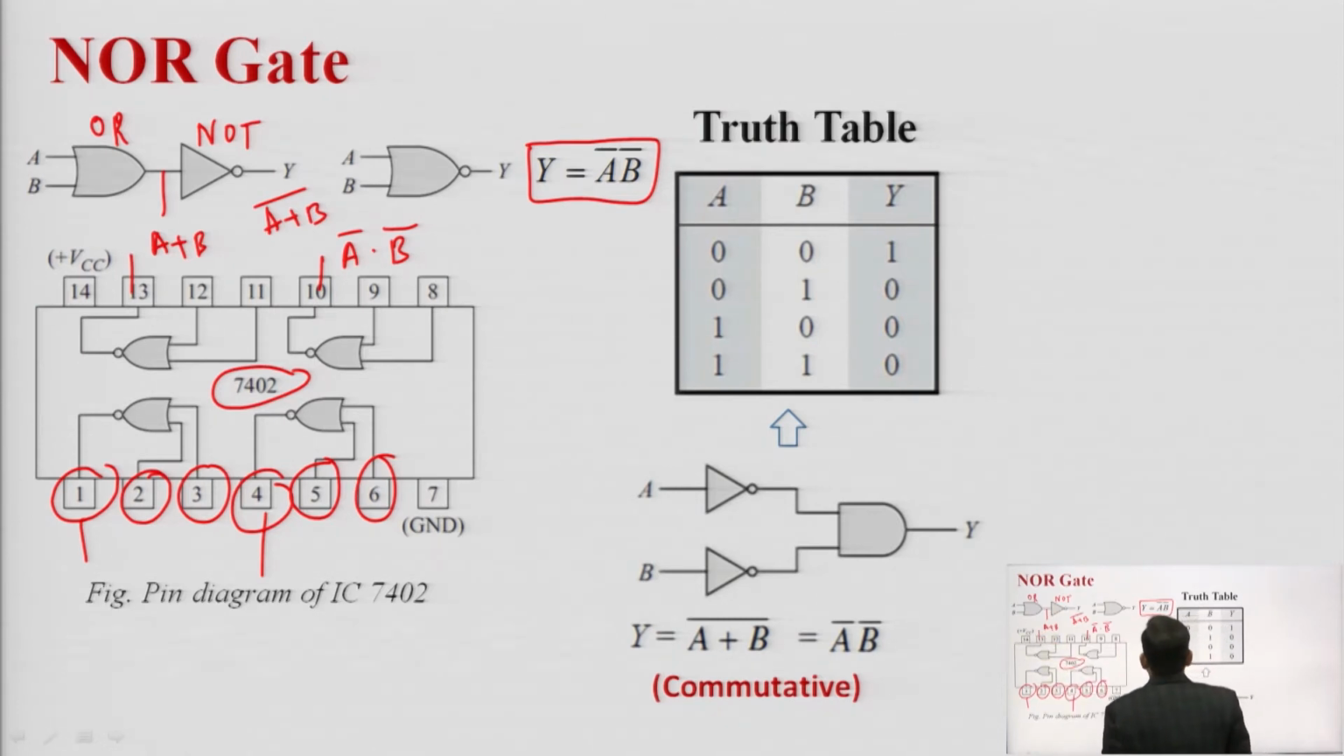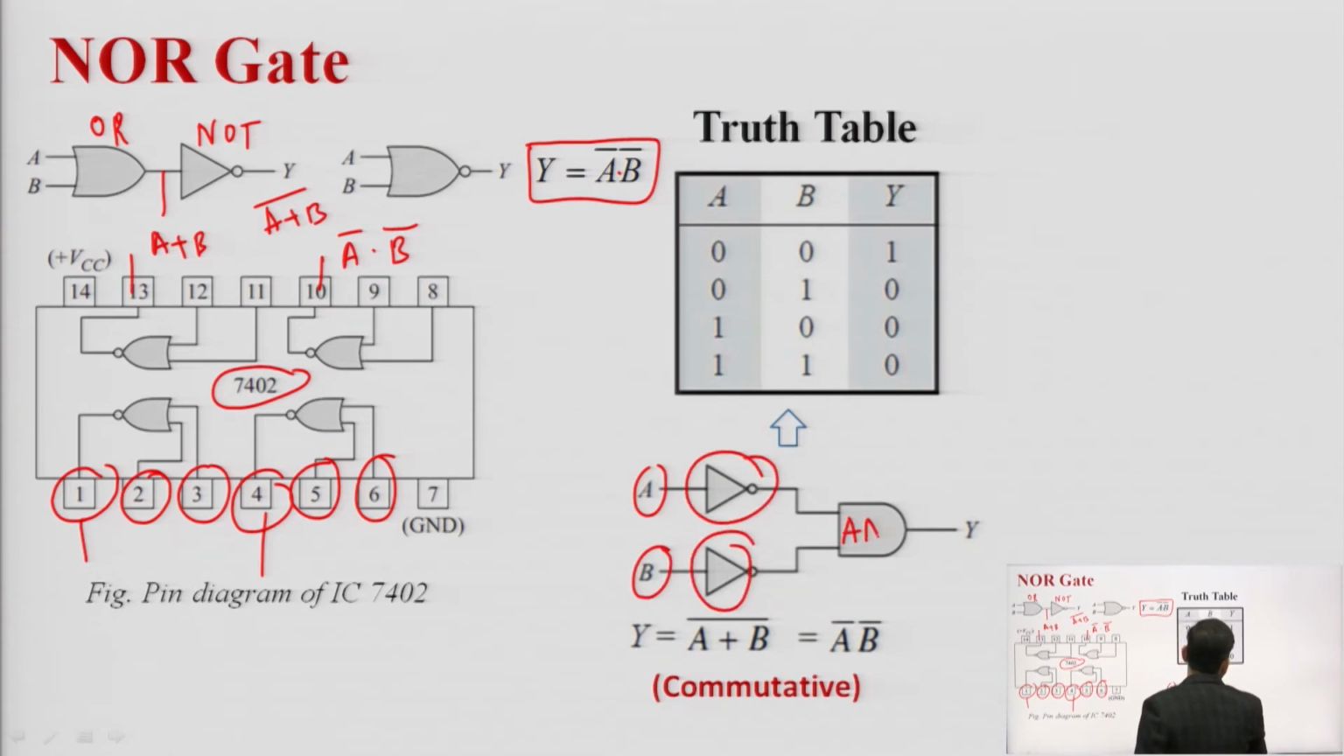If you want to represent this with the help of an AND gate, we have 2 inputs A and B with NOT gates over here, and if we use an AND gate, then we can have y equals A bar dot B bar, something like this, which is again commutative.